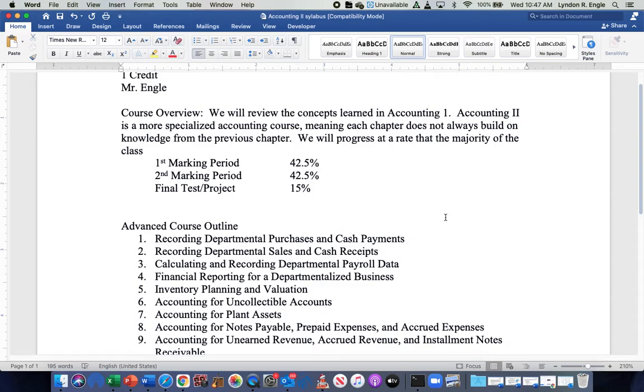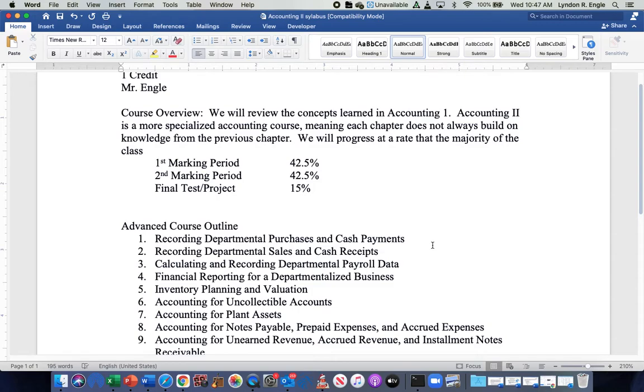All right. The first two chapters here, department purchases and sales, cash payments, cash receipts. That's a good way for the advanced book to review what we did in Accounting 1. The only difference is it wasn't a departmental thing in Accounting 1, and it is here. So we're talking about maybe a business that purchases multiple items and sells multiple items, whereas in Accounting 1, it was just basically you're selling one product.